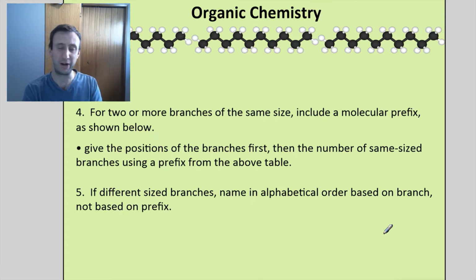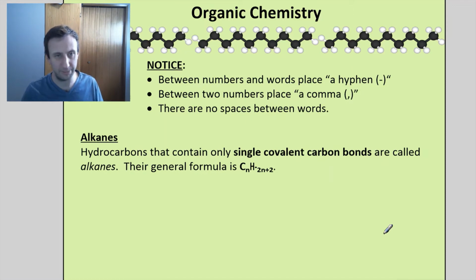And then you put all the branch names in alphabetical order, not based on the prefix, the di, tri, tetra, but based on the actual branch name, the methyl, ethyl, propyl. So if you have ethyl branches, that goes first before methyls, for example. All right, but you're going to see all this. It's all going to make sense.